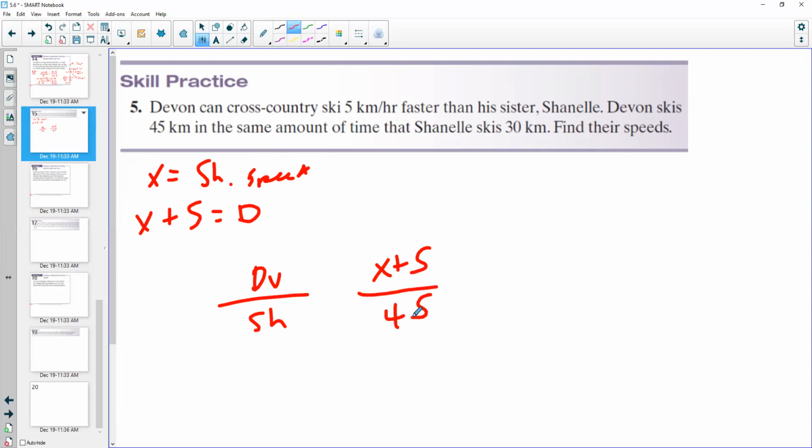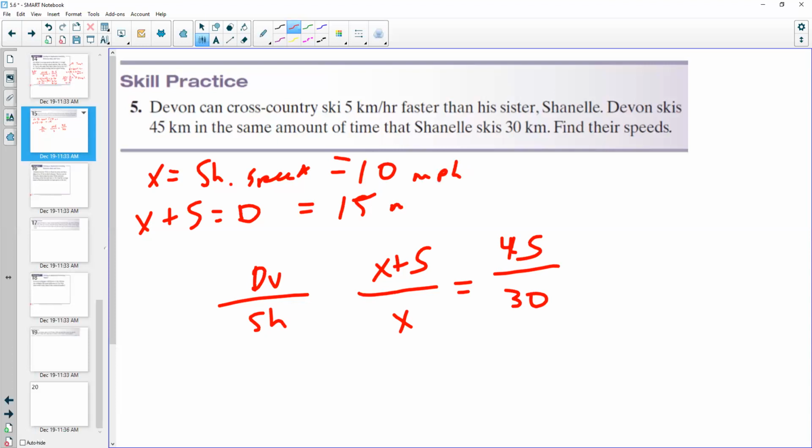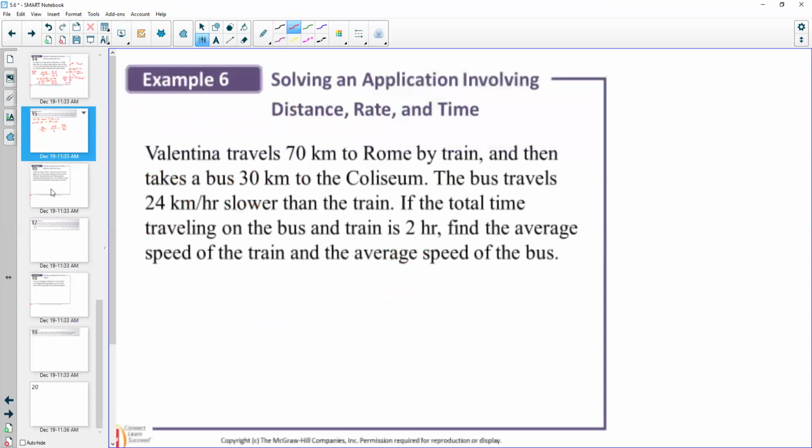Oh, sorry, that's in the wrong spot. It could work out this way too. There's a couple ways to set up a proportion in any given moment. And he goes 45 in the same amount of time she goes 30. You can do this. What you should figure out is that Chanel's speed is 10 and Devin's is 15, which is pretty good on skis. If you get stuck, once again, head into the discussion.